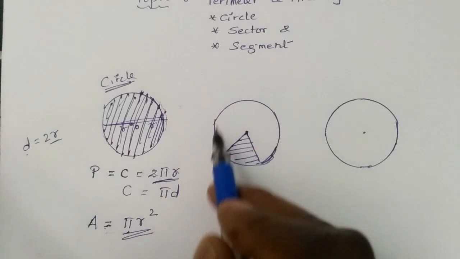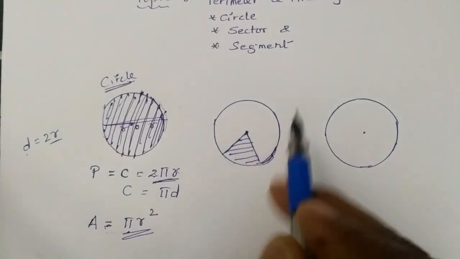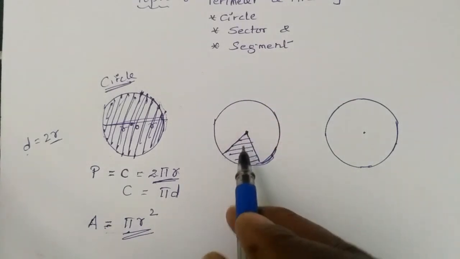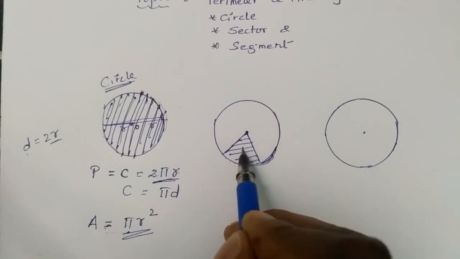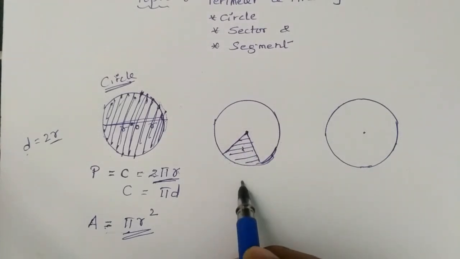The area of a circle is the total. A sector is a part of the area of a circle. So how do we find the area of a sector? To find it, I write here A sector.